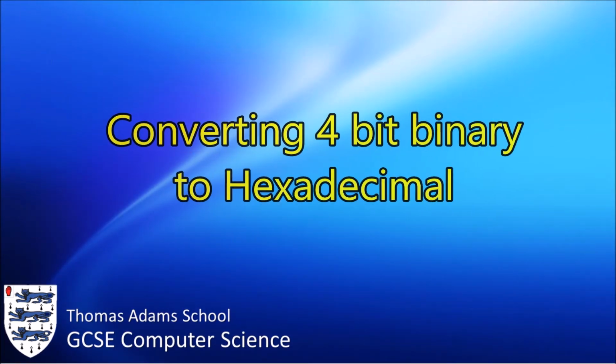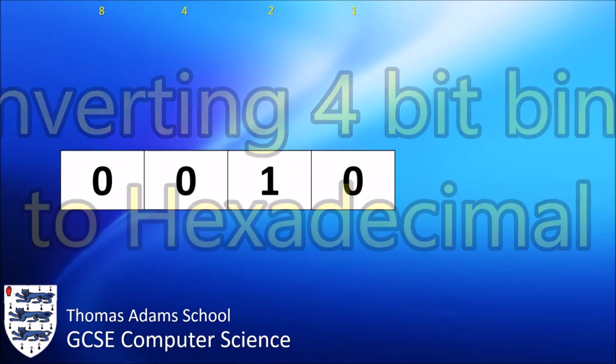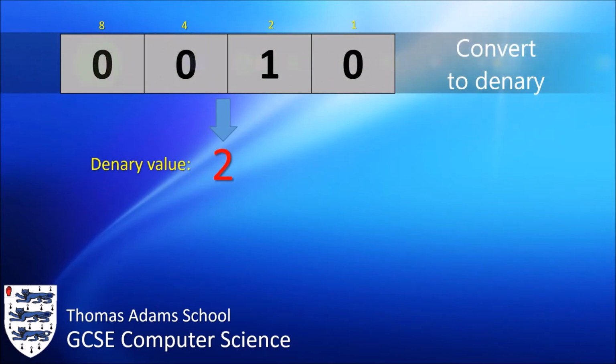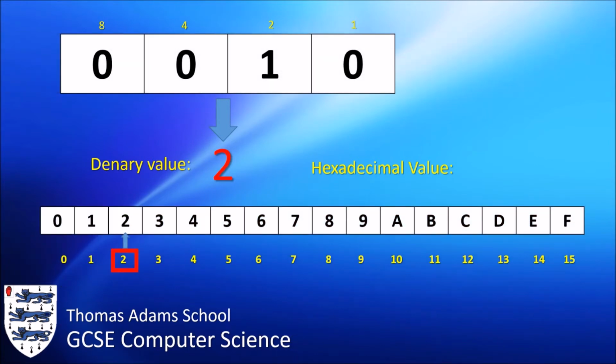So how do we convert between binary and hexadecimal? Let's start with a nice simple 4-bit number. This number is in denary the number 2. So we look at our hexadecimal values. The number 2 in denary is also represented by 2 in hexadecimal. So this 4-bit number is 2 in hexadecimal.